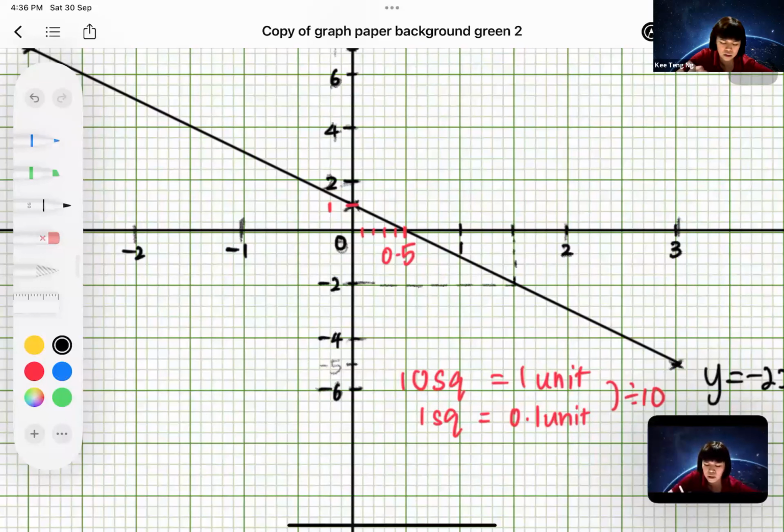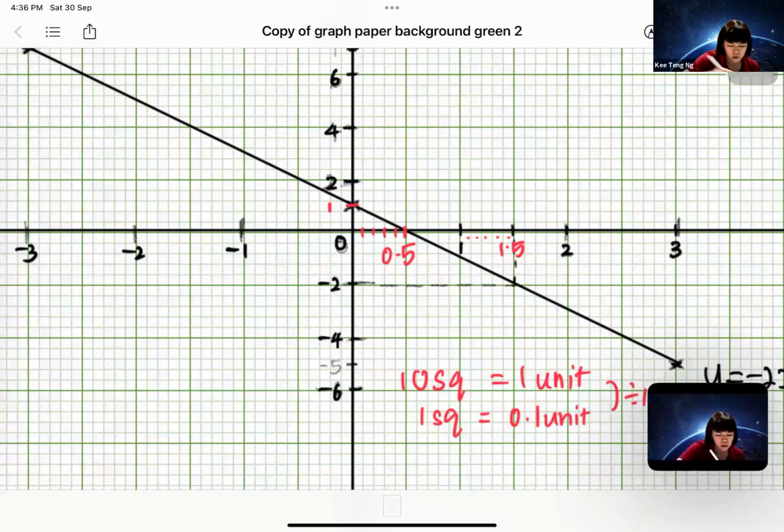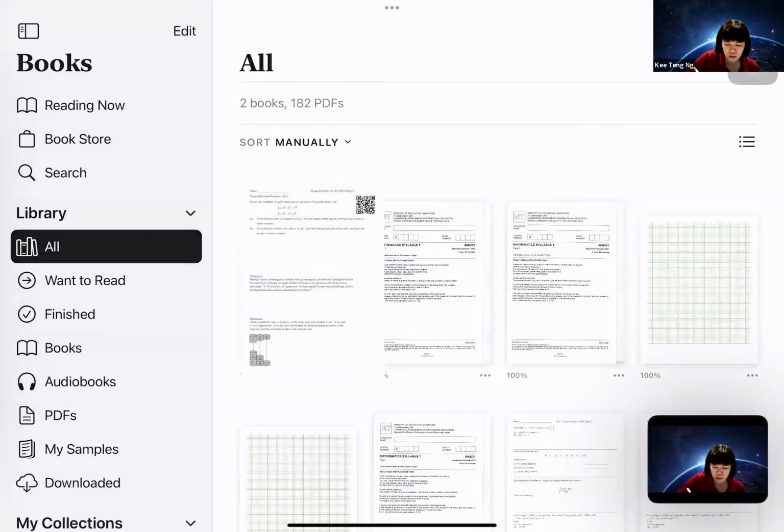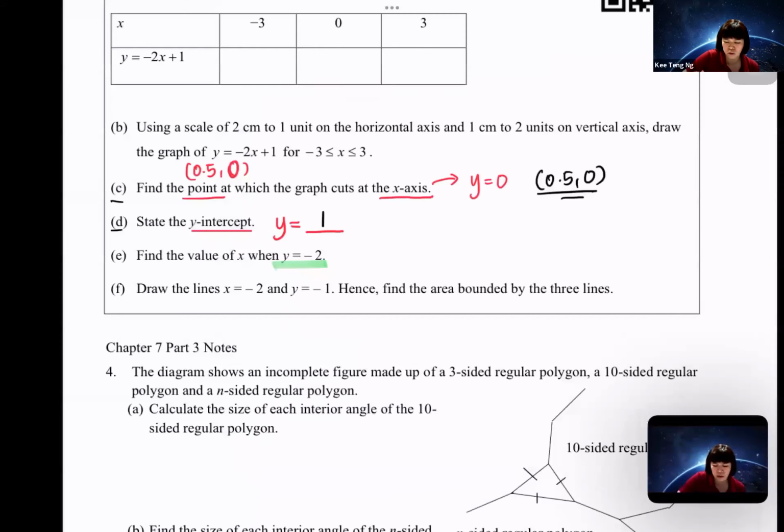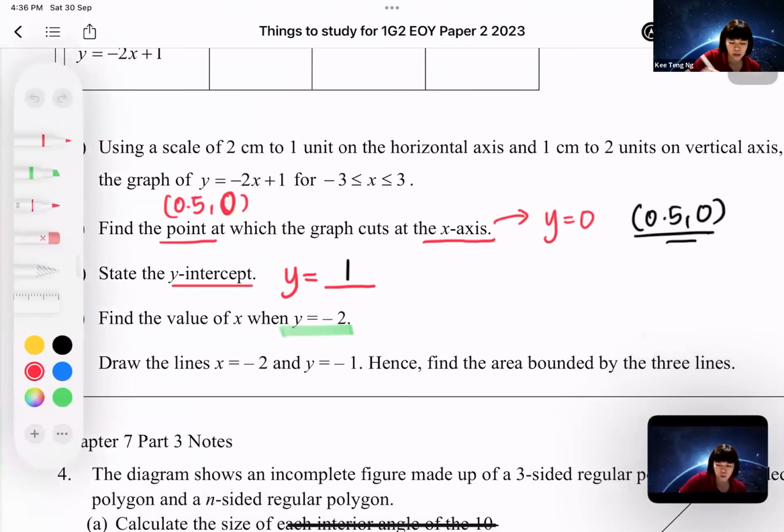What number is this? Anyone knows the answer? What's this number? Don't know. This one 1, 1.1, 1.2, 1.3, 1.4, 1.5, right? So when y equals to -2, the x value is just -1.5. So I go back to my question over here and write answer x equals to 1.5. They just want the value, right? So therefore, x equals to 1.5 answer.